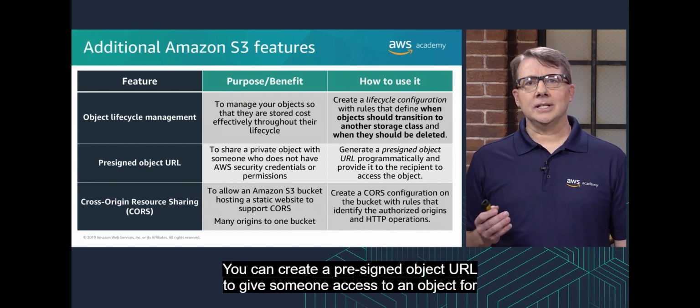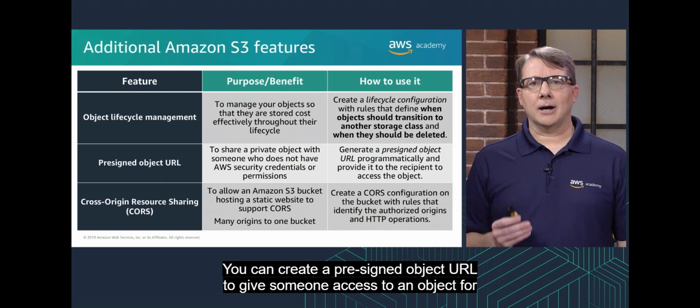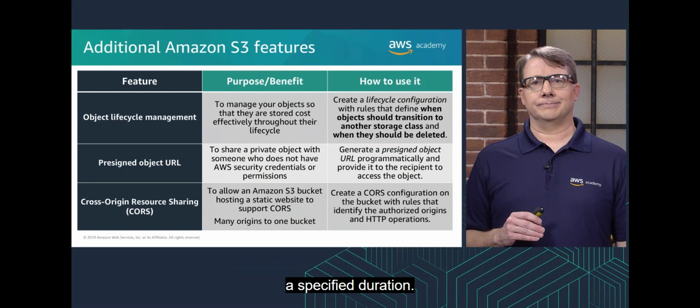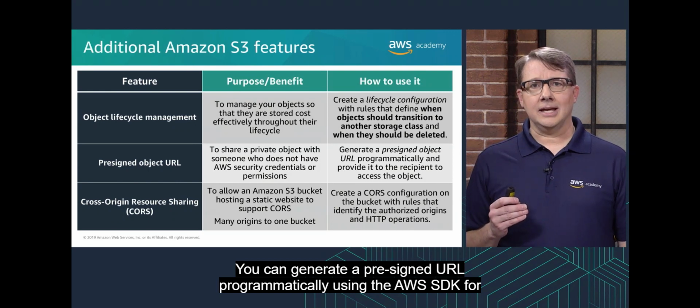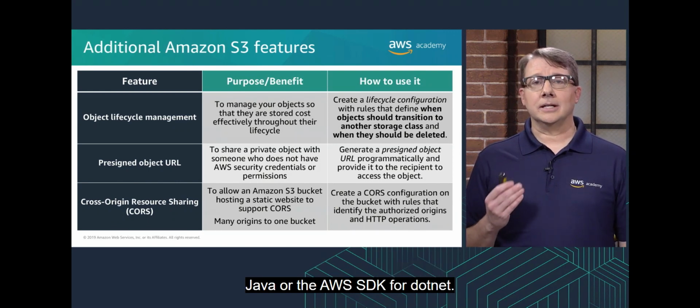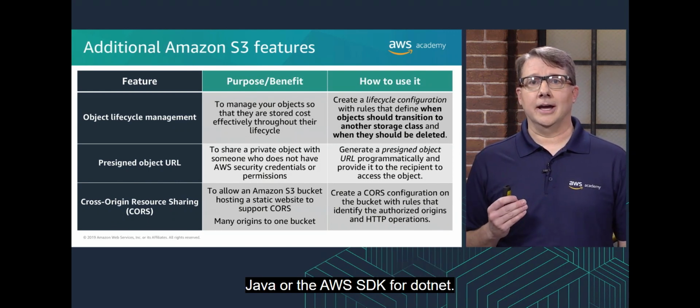You can create a pre-signed object URL to give someone access to an object for a specified duration. You can generate a pre-signed URL programmatically using the AWS SDK for Java or the AWS SDK for .NET.